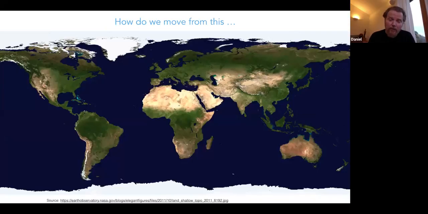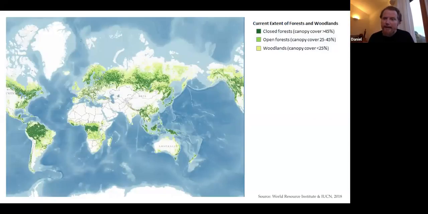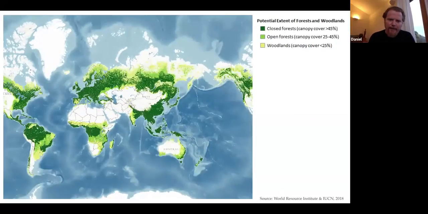We really need to go from this situation to this situation. It doesn't quite look like this graphic. If you look at this, this is the current forests on planet Earth, on Gaia. And this is the potential of forest regeneration.